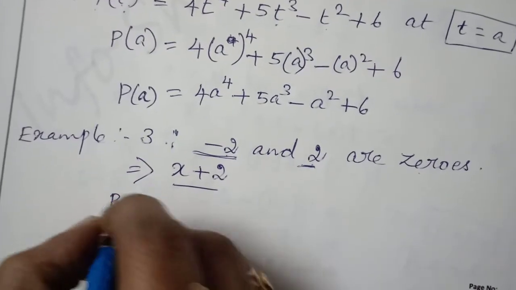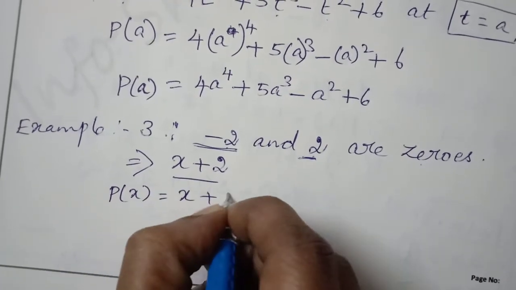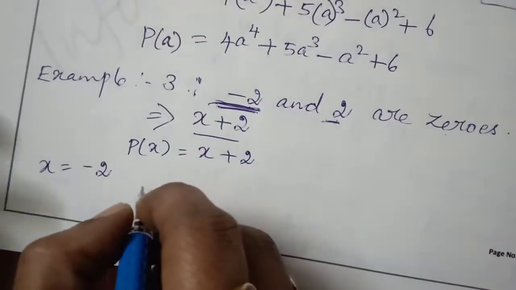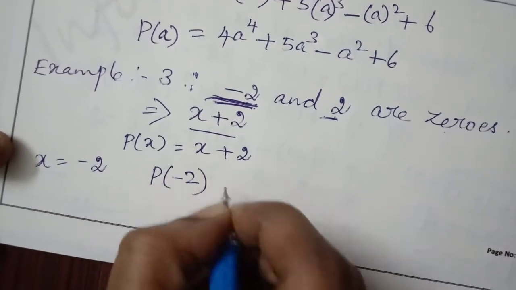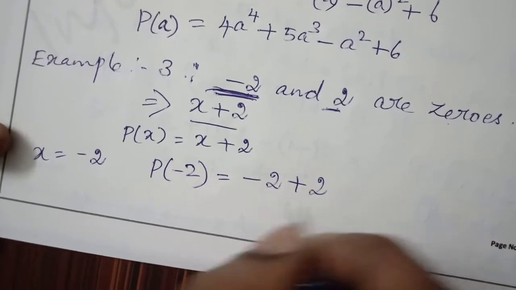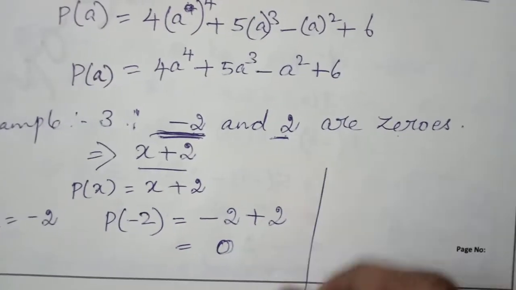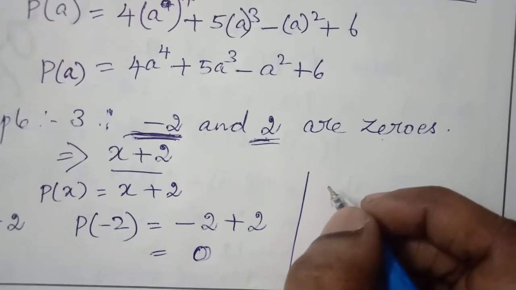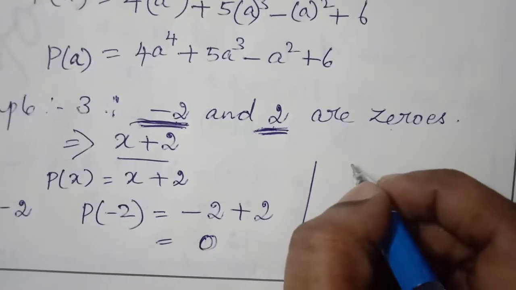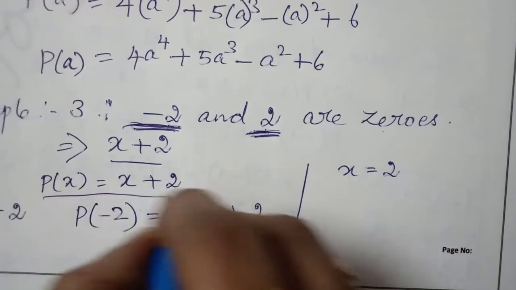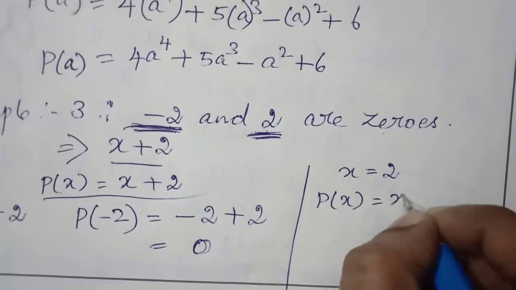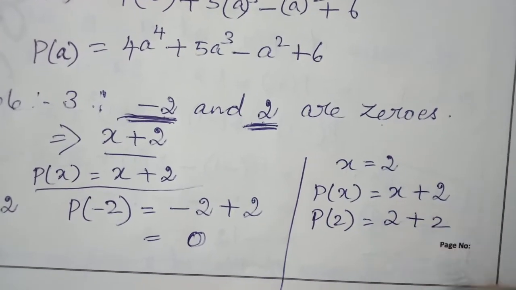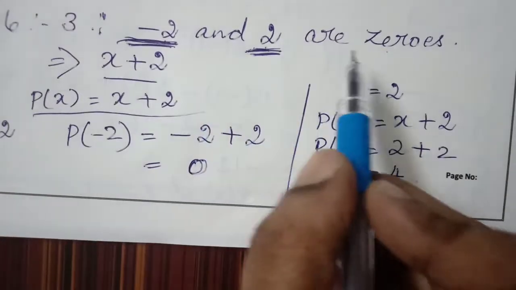So therefore, P of x is equal to what we have? x plus 2. Let us first implement x is equal to minus 2. First we are going to implement this. So P of minus 2, that is equal to minus 2 plus 2. So minus 2 and plus 2 is 0. In the same way, let me do the second one here. Actually, just for paper consuming I am doing that, but you have to do it below. Here x is equal to 2. So we have the equation P of x is equal to x plus 2. So P of 2 is 2 plus 2. So it is 4.